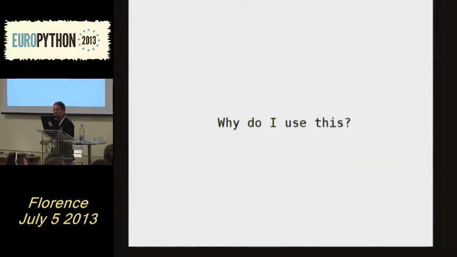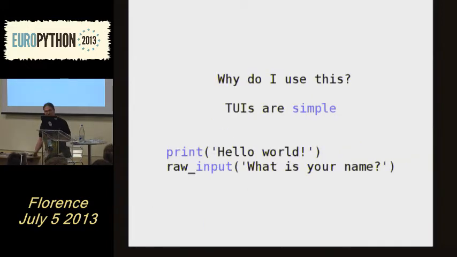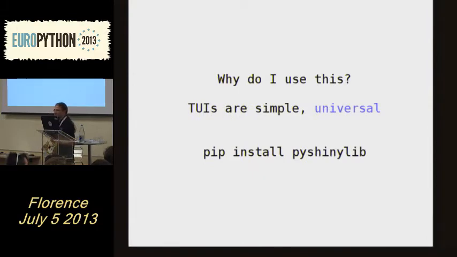So why do I use this? You use this because text user interfaces are simple. We all started writing a text user interface. Text user interfaces are universal. Try going to the manual of your favorite library and it'll say, to use this, do pip install shinylib. There's this assumption that terminals are on every computer. If a computer doesn't have a terminal, it's probably a phone or some other entertainment device, whatever.